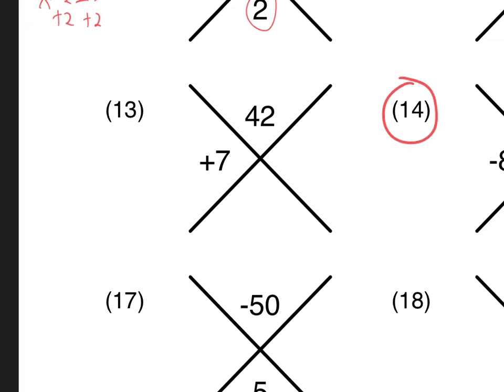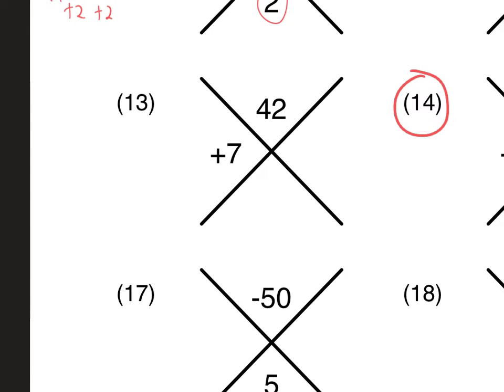Number 13, we have 7 times something equals 42. Divide by 7, or we can just guess what it is. x is going to be equal to 6. So in this case, 7 times 6 is 42. What's 7 plus 6? That's going to be 13.